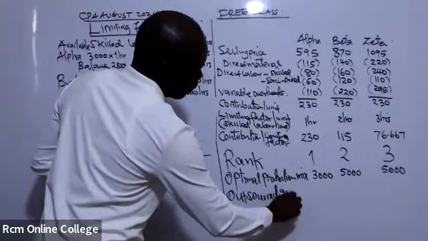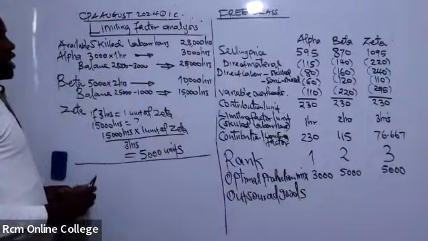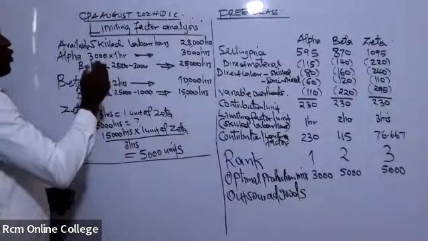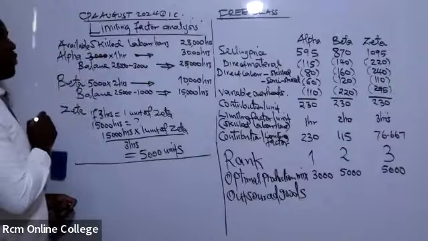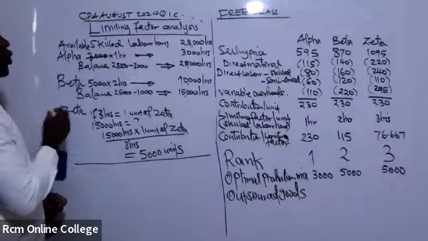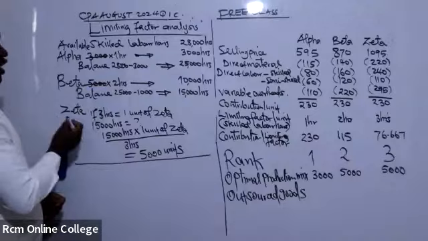Outsourced goods. Or will they outsource alpha? No. All the units that were demanded were produced. Will they outsource beta? No. All the units that were demanded were produced. Will they outsource zeta? Yes.